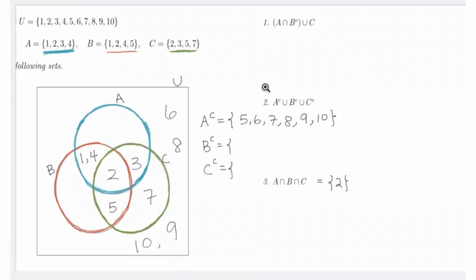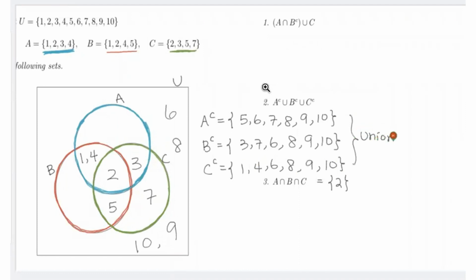B complement is outside of the red circle. What's the B complement? 3, 6, 7, 8, 9, 10. C complement is outside of the green circle: 1, 4, 6, 8, 9, 10. Very good. And I want to take a union of all these.